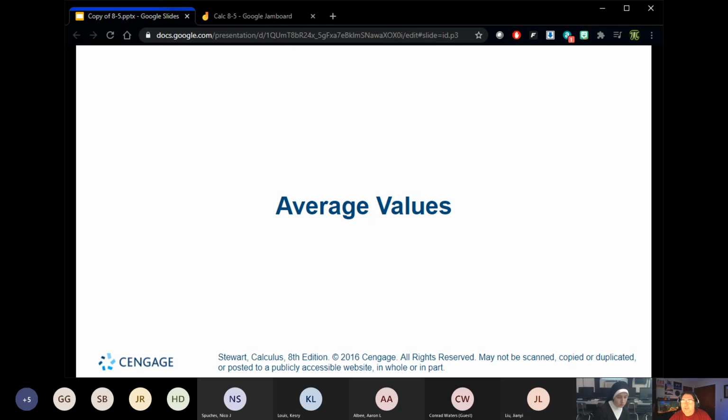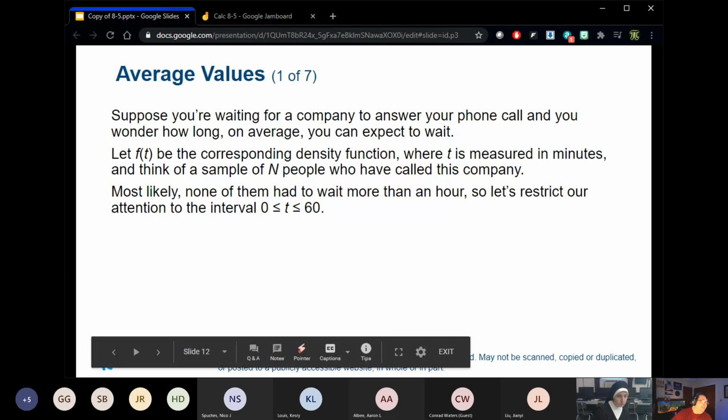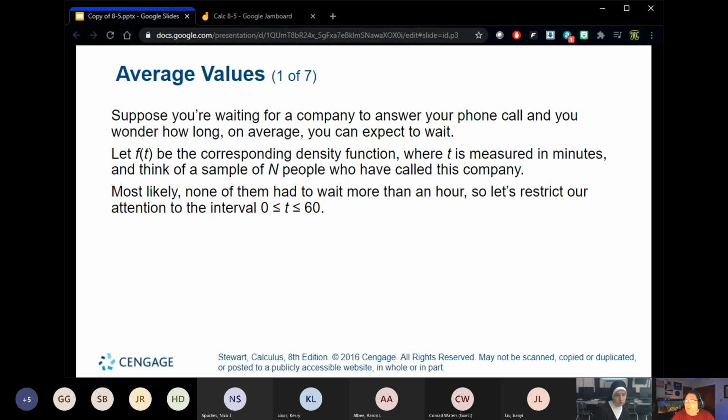Average values. Now this is where that wait times and stuff comes into play. Suppose we're waiting for a company to answer a phone call. If you ever call up the post office or basically any business in the world now, you're probably going to be waiting on hold. How long would you expect to wait on hold before you hung up? That's what a company has to figure out.